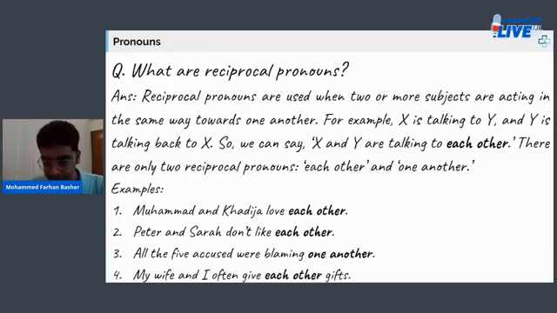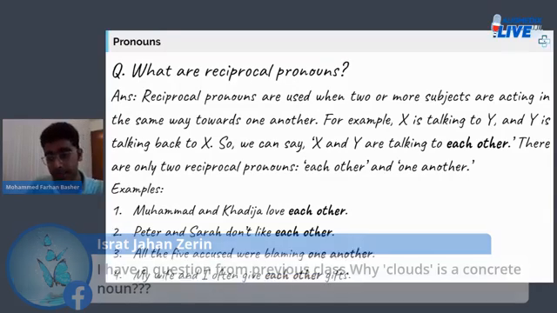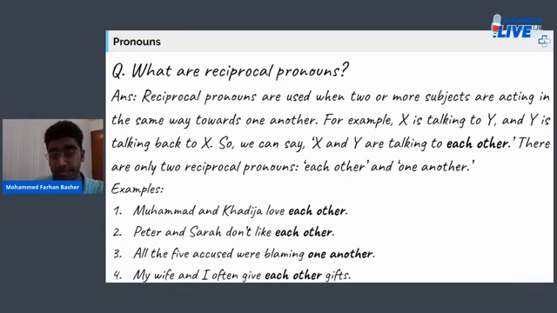We have another question. Israt Jahan Zerin is asking, I have a question from the previous class. Why is clouds a concrete noun? Well, all right. Clouds is a concrete noun because you can see clouds. Remember I told you that things that are visible, that you can see with your eyes, are concrete grammatically, right? They're concrete grammatically. Don't go into their material. Don't go and check what material they're made of, if they're made of concrete or not. That's not the point here.